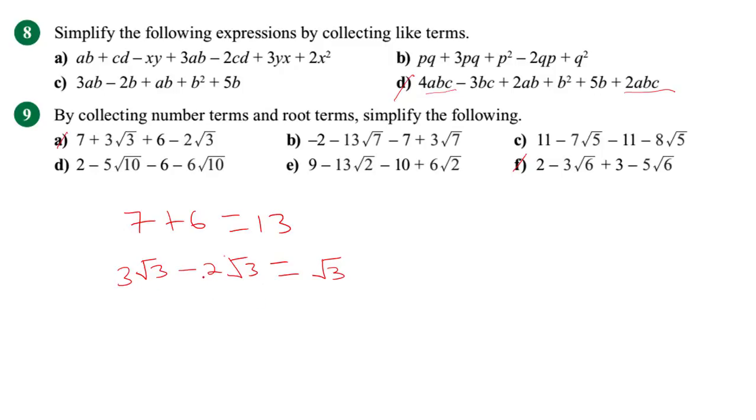So 3 root 3s, take away 2 of them, you have 1 of them left. And then all you need to do now is to join them up together with a plus. So that is the answer to question A. Now let's do question F.